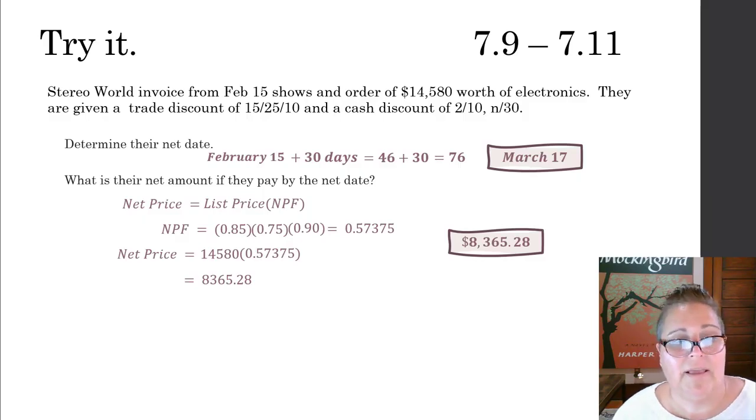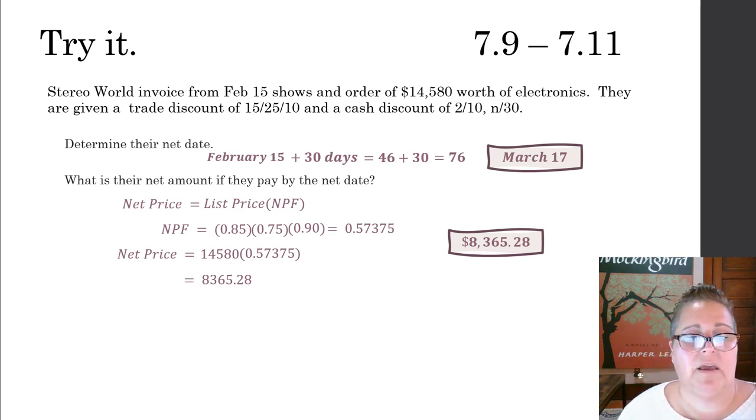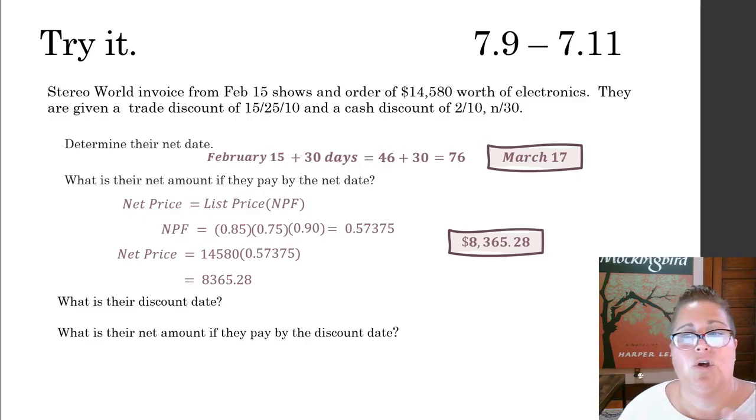yeah, that's the net amount. If they pay by the net date, okay. So we're only paying by March 17th. They owe $8,365.28. So what if they can get the discount?